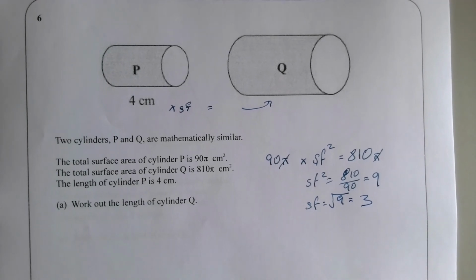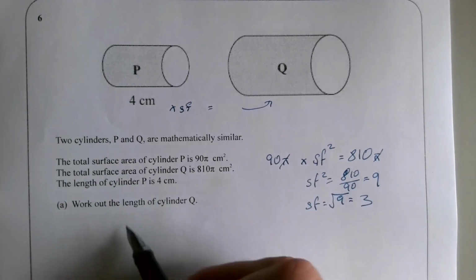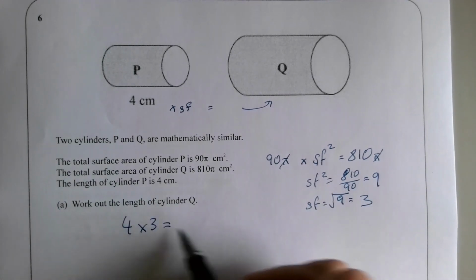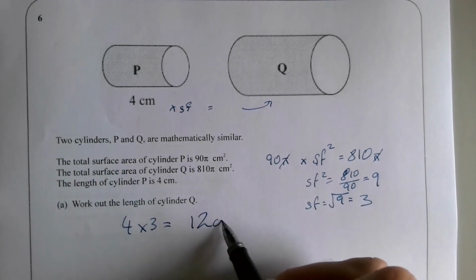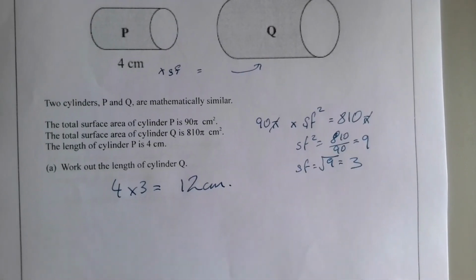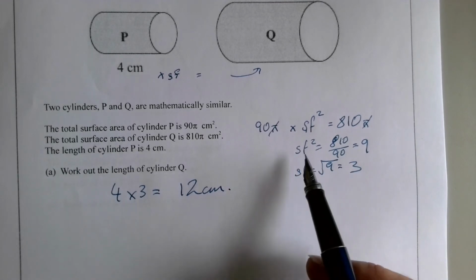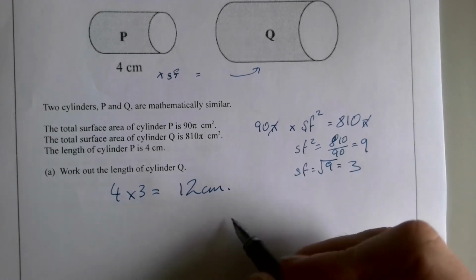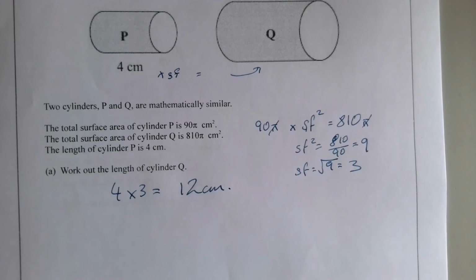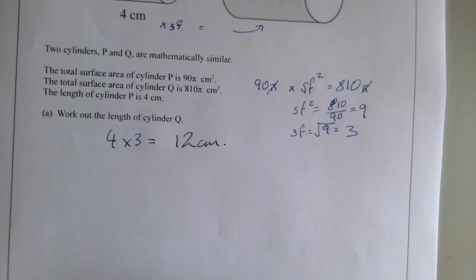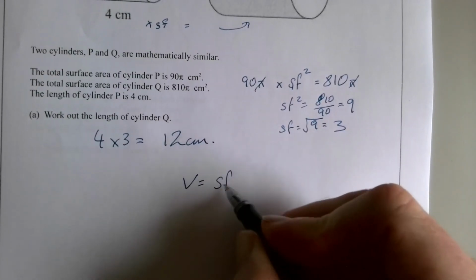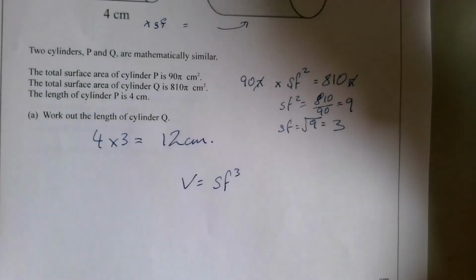So you don't have to worry about the negatives, because that wouldn't make any sense with a real object, would it? So it's got to be the positive root of 9. So we are going to do 4 times 3, which means it is 12 centimeters long. So all the dimensions are 3 times greater in Q. We know that the scale factor is that squared, so we know that the volume, which is coming up in the next bit, is going to be the scale factor cubed.